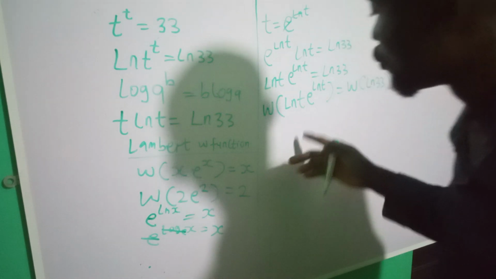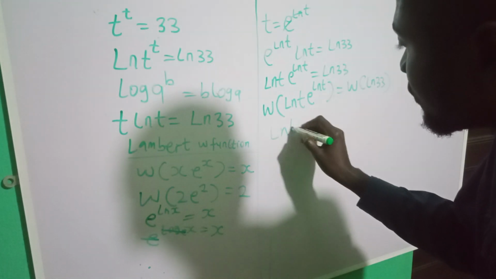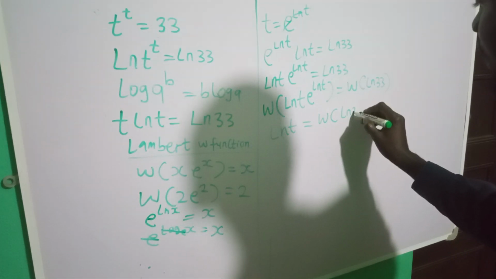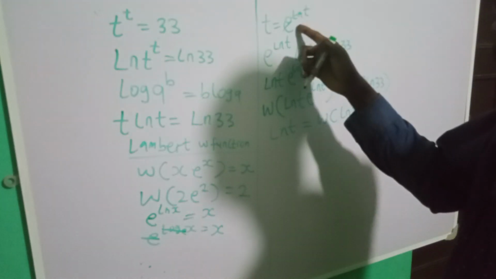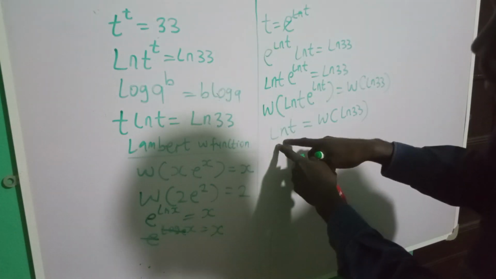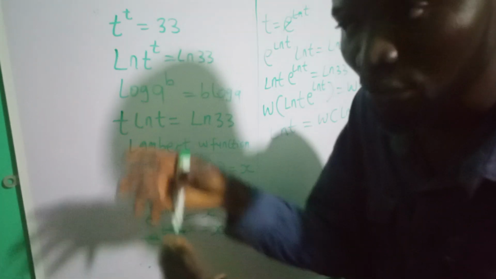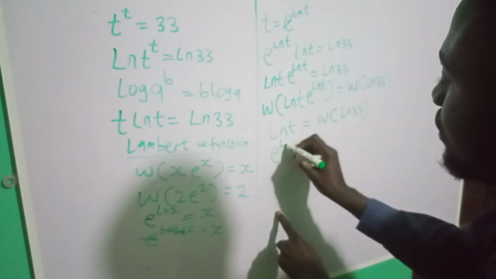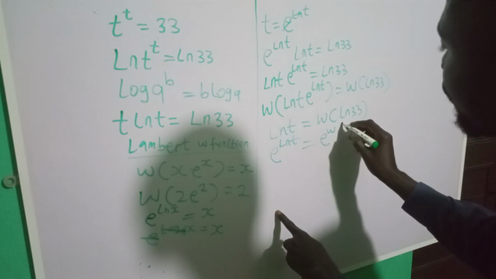Now, if you apply the Lambert W function, what we get here is ln t. So we have ln t is equal to Lambert W function of ln 33. Now remember that ln and e are inverse functions, so they can cancel out. I want to get rid of this natural logarithm so that I have only t. So I introduce e to both sides: e raised to power ln t is equal to e raised to power Lambert W function of ln 33.